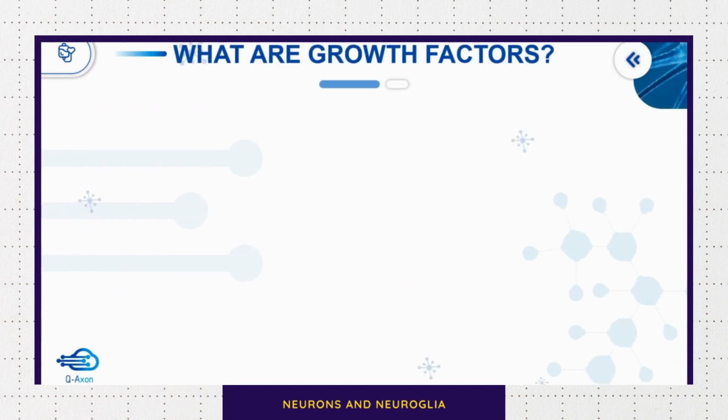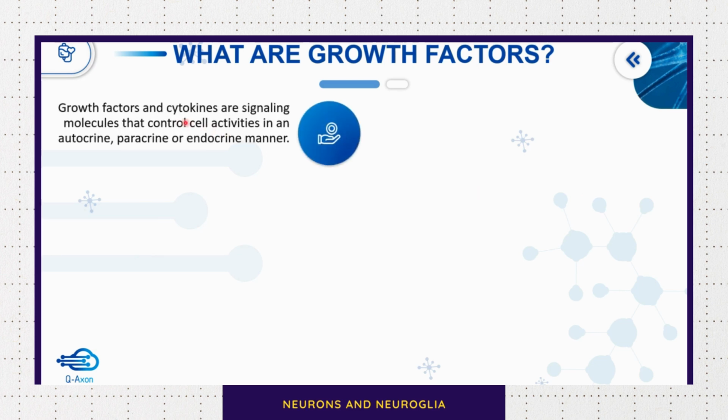Now, in this section, we shall discuss growth factors. Now, growth factors as well as cytokines are a group of signaling proteins. So, they are signaling molecules that control different types of cellular activities. They control growth and differentiation of cells as well as regulate processes such as inflammation, wound healing, and tissue repair.